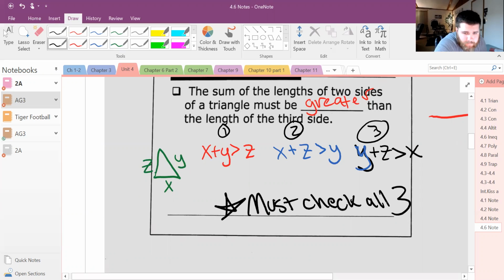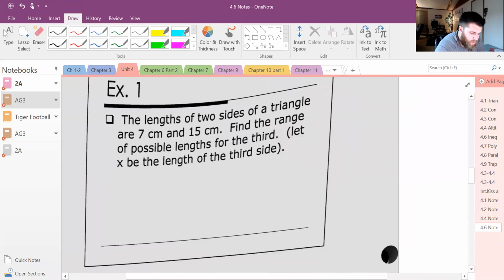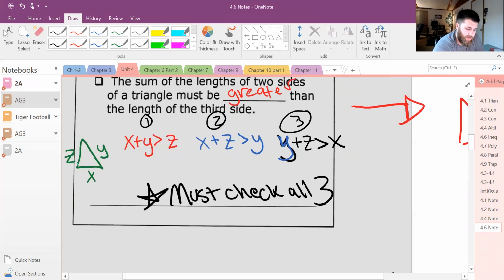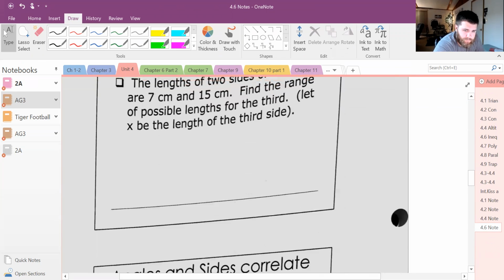All right, here's our first example. I'm going to give you two sides, and I want you to find the range of the possible third. Remember, since we don't know the third side, we have to check all three. We have to check x plus y is greater than z, what we just wrote down. We need to figure out which one's x, y, and z, and double check.